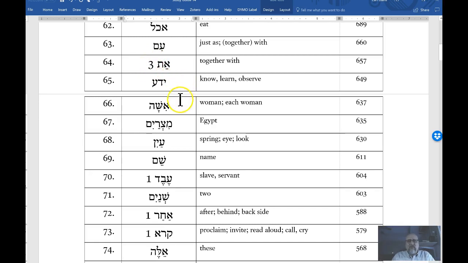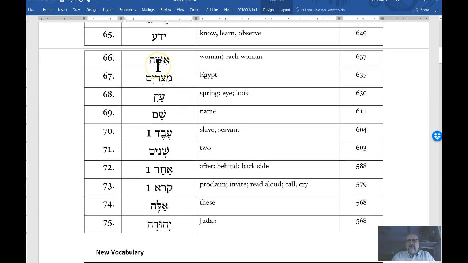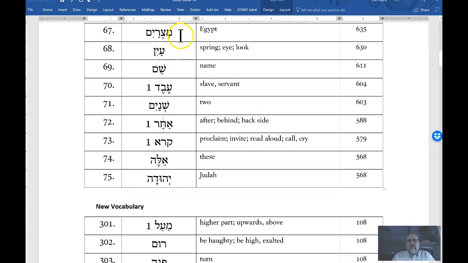Yada is know or learn. Isha, feminine version of man, so this is woman. Mitzrayim is Egypt, and for some reason that's in the dual. Ayin is really the word eye, but it also is the word spring, so eye and spring were the same word in Hebrew. Shem is name. Of course, we get Shem, Ham, and Japheth. Eved, you can recognize from avad, the root. Shnayim is 2, and notice it's a dual, as you would expect.